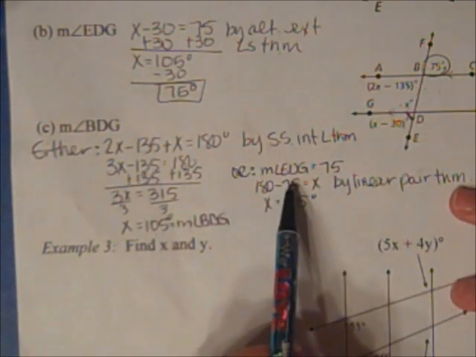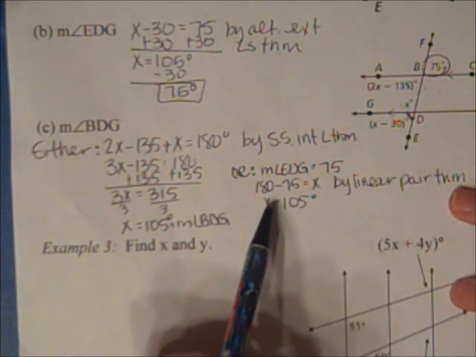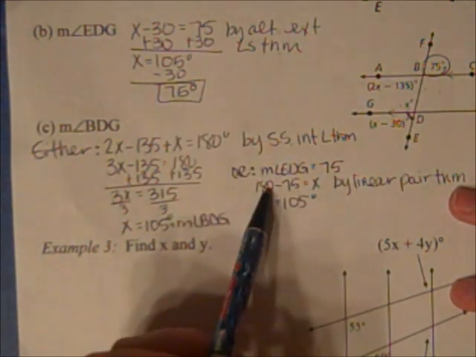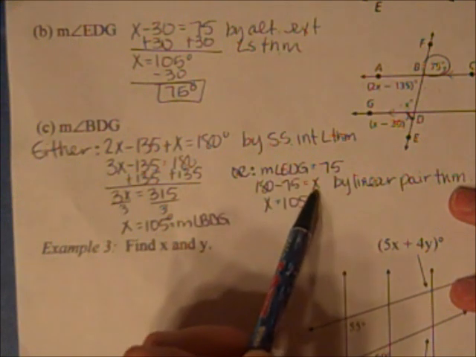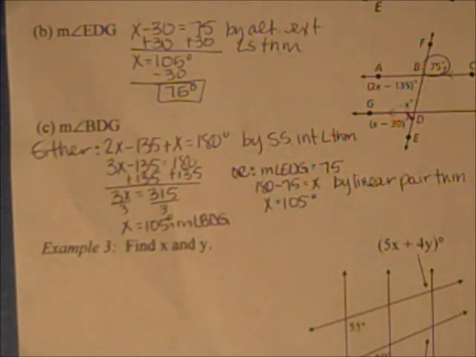So I could do, if this one, that they have to add up to 180, so if I already knew 75, 180 minus 75 is equal to x by the linear pair theorem, and then I could do x is equal to 105 here.